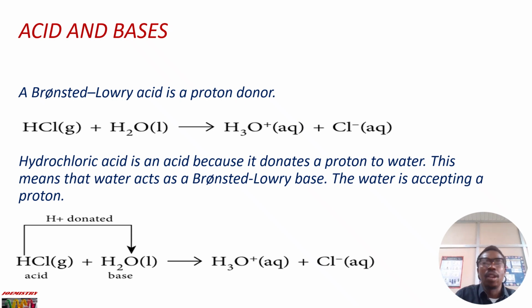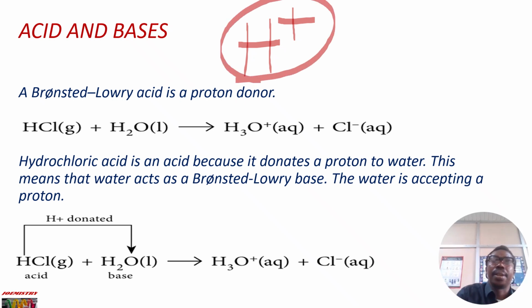Now, based on Bronsted-Lowry, an acid is a proton donor. A proton is a hydrogen ion, positively charged. So this is a proton. A proton is a positively charged ion, which is a hydrogen ion. So an acid is a proton donor. Any substance that is capable of donating a hydrogen ion, donating a proton, is said to be what?